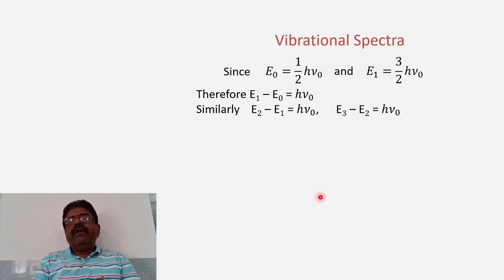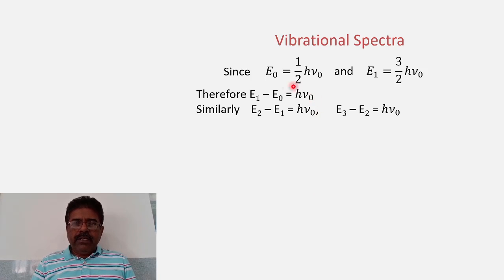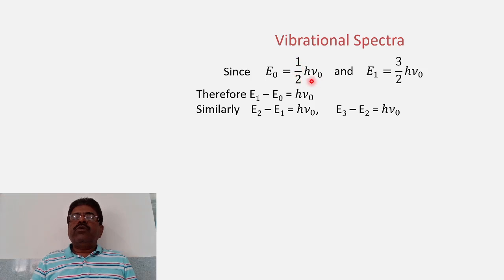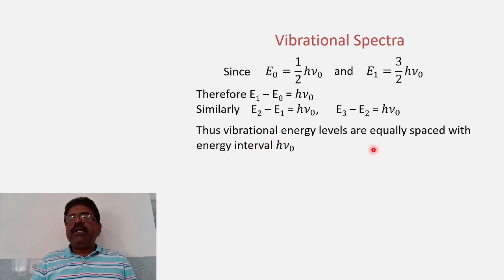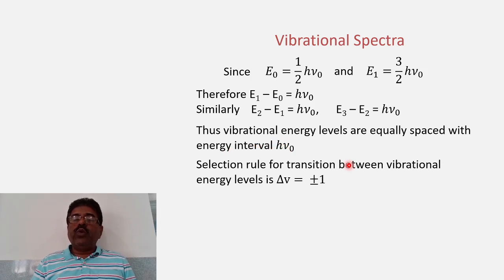Now considering the different levels, for example E0, we have seen that it is equal to 1 half H nu 0 and E1 is equal to 3 by 2 H nu 0. Therefore, the energy difference E1 minus E0 is H nu 0. Similarly, E2 minus E1 is also H nu 0, and E3 minus E2 is also H nu 0. So for any two adjacent levels, you will find that the energy difference is the same, equal to H nu 0. So you can say the vibrational energy levels are equally spaced with an energy interval of H nu 0.